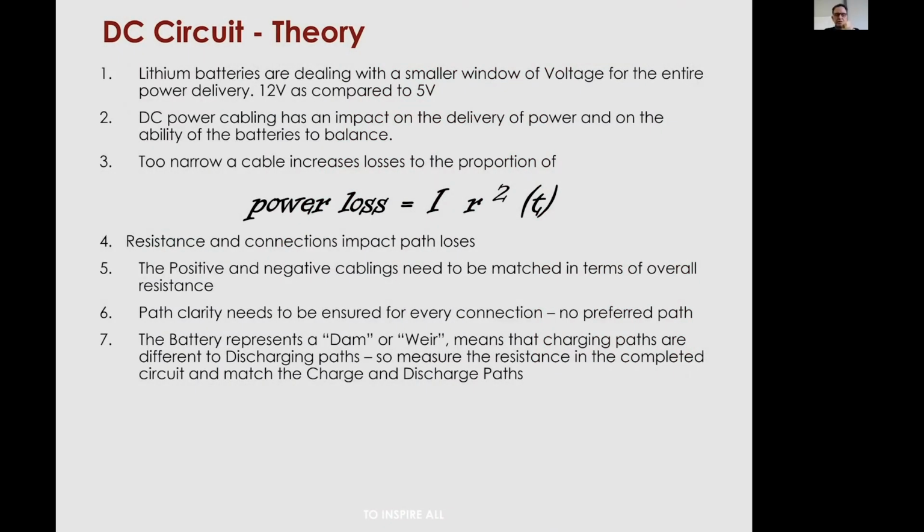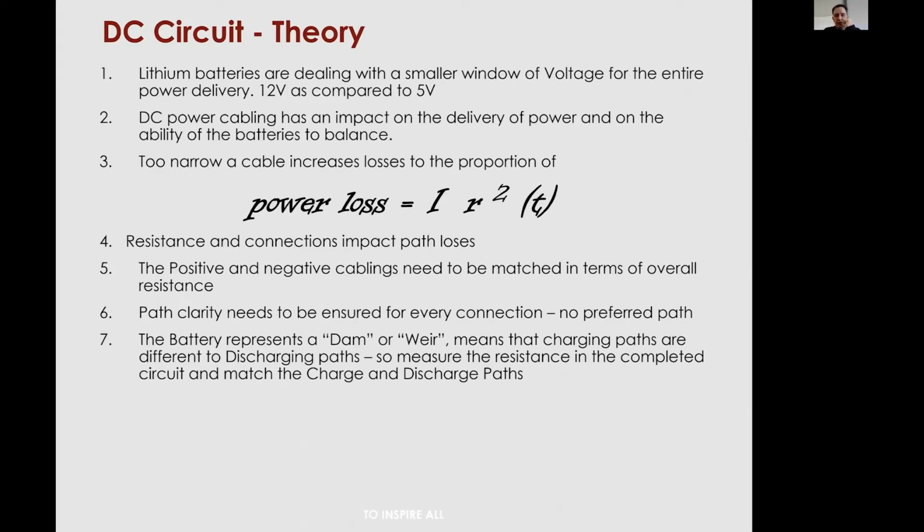Actually quite a simple one. It's talking about DC theory. So the DC circuits, the DC networks or the DC circuitry is a little bit more pushy than AC circuitry. The best way to describe it is that it is like a water pipe.